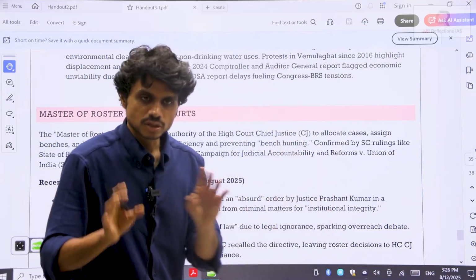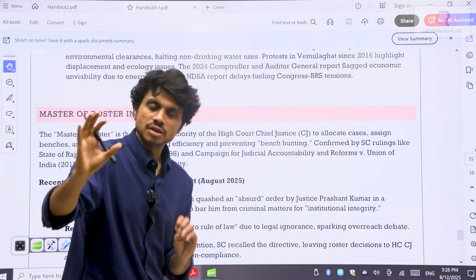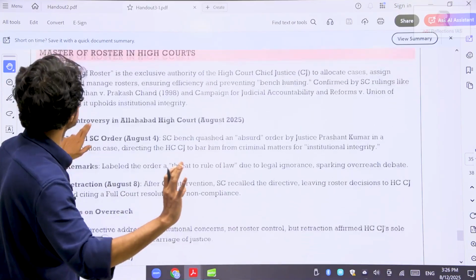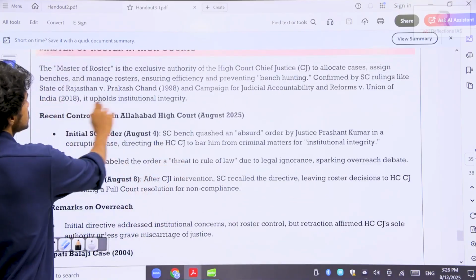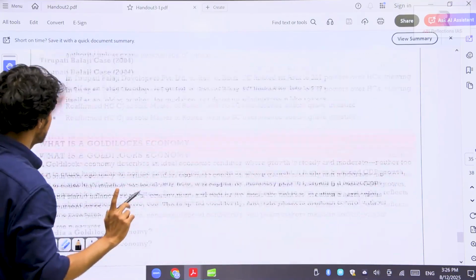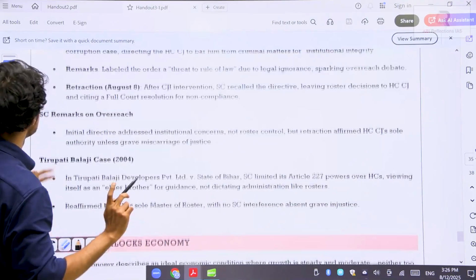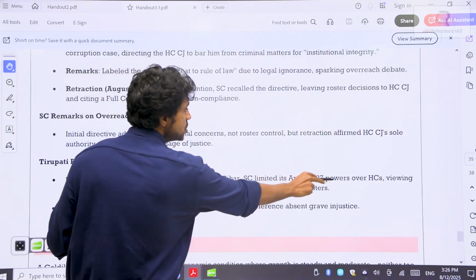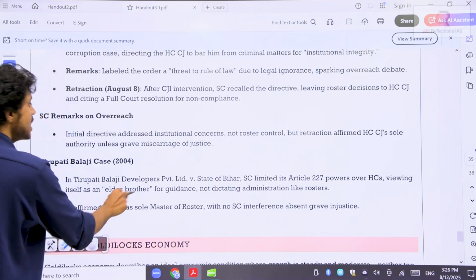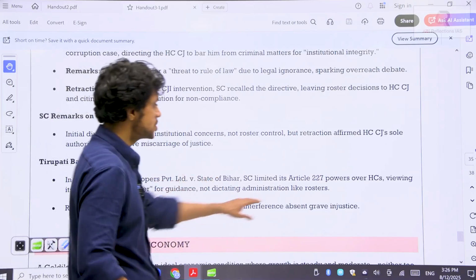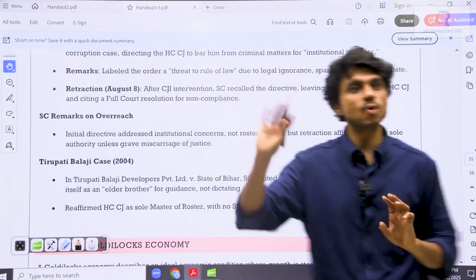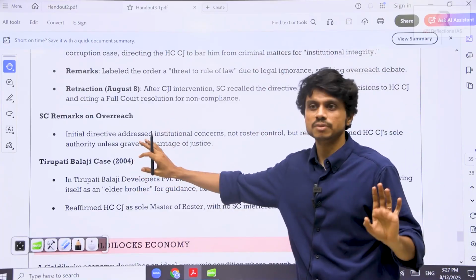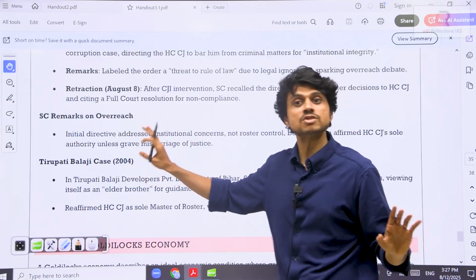Now the same thing, master of the roster: High Court has its own power. This was also confirmed in various judgments. In the State of Rajasthan versus Prakash Chand case, that is one thing. And the second thing that you are supposed to remember is the Tirupati Balaji case. The Supreme Court limited its Article 227 power over the High Courts, viewing itself as an elder brother for guidance, not dictating administration like rosters. Remember this important judgment, the Tirupati Balaji case regarding the master of the roster.